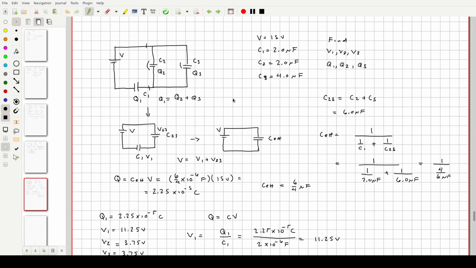Now, in the third video, we're going to talk about something called dielectrics, which is what happens when you add an extra level of realism to capacitors. And we're also going to talk about where the energy is stored inside a capacitor. And I'll see you then.